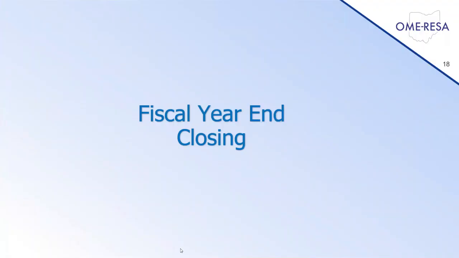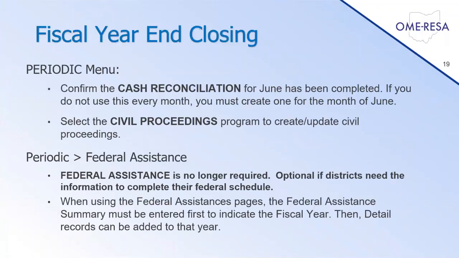And then we're going to close the fiscal year. This is what I said about doing the cash reconciliation for June, that it needs to be done. Your civil proceedings need to be reviewed, if you have any. If you don't have any, it's not a problem, but you will get a link that asks, did you check your civil proceeding? Oh, the federal assistance, that's the report that's no longer needed. I don't know if anybody still uses that or not.